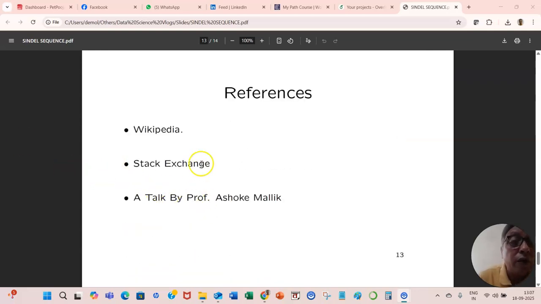References: I took content from Wikipedia and from Stack Exchange, and a talk by Professor Ashok Mollik initiated this idea in me.